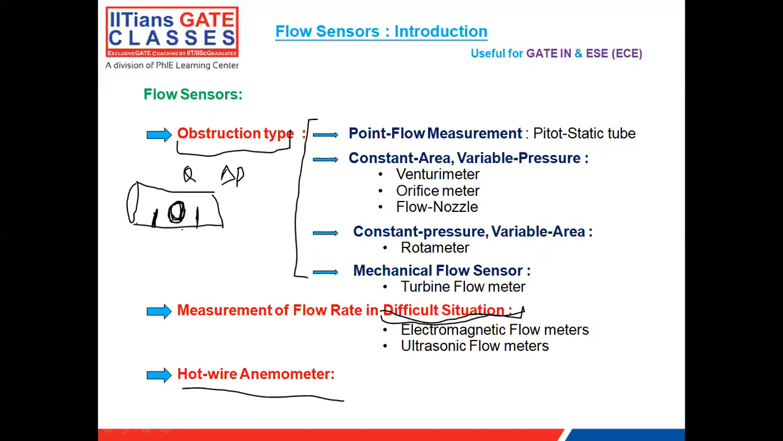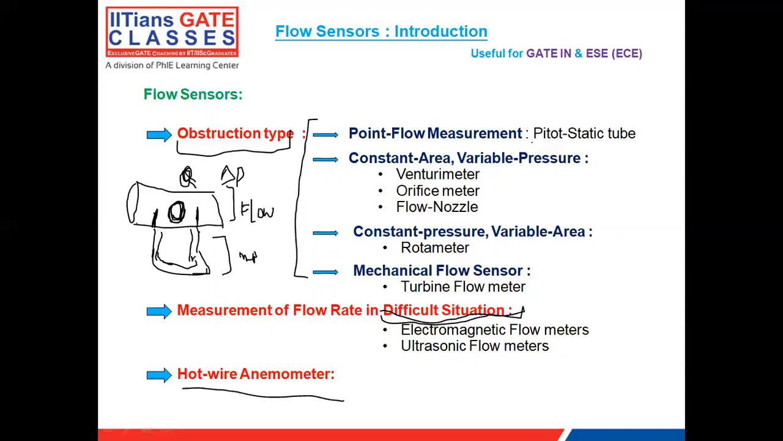How will you measure this differential pressure? You will place a U-tube manometer, and you can measure the differential pressure. This differential pressure is calibrated in terms of your flow rate or flow velocity. So this part is from measurement of pressure, and this part is from measurement of flow.